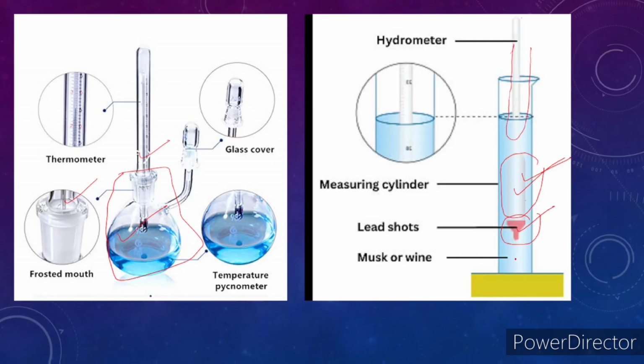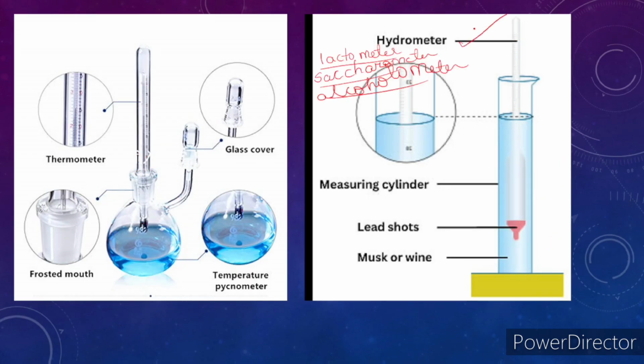The liquid which we want to test is poured in this tall graduated cylinder, and this hydrometer is gently lowered into the liquid until it floats freely. It floats freely without touching the walls of the measuring cylinder. After some time, the point at which the surface of the liquid touches the stem of the hydrometer correlates to the relative density.